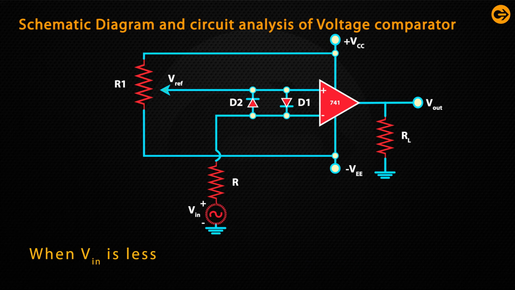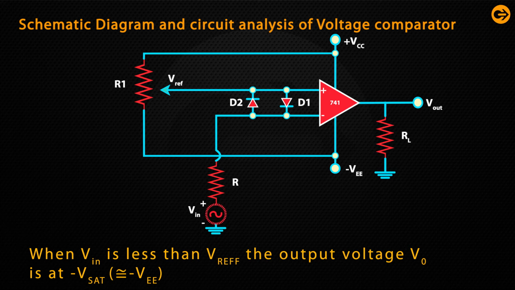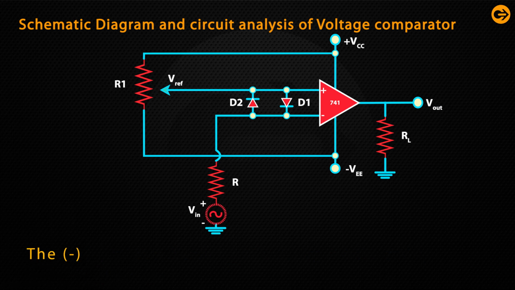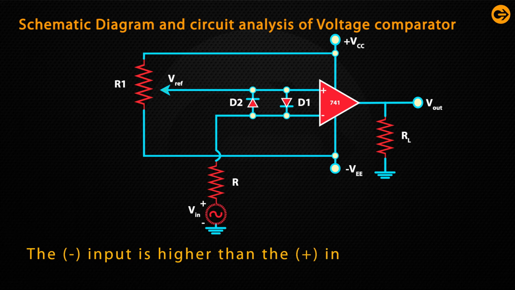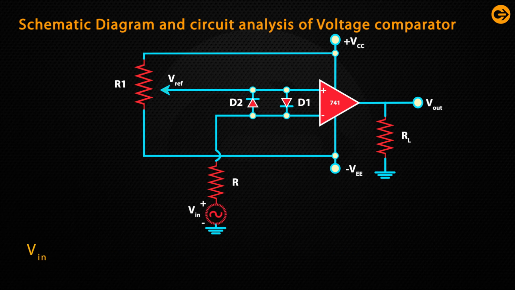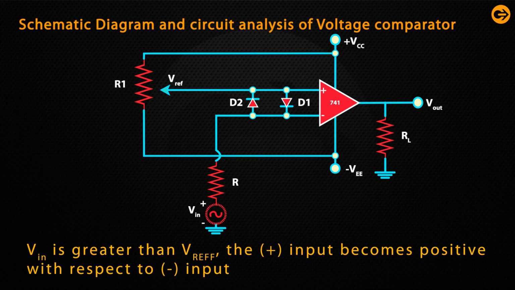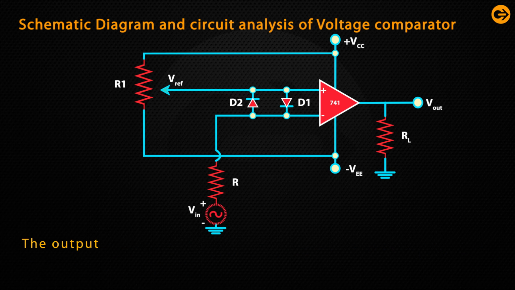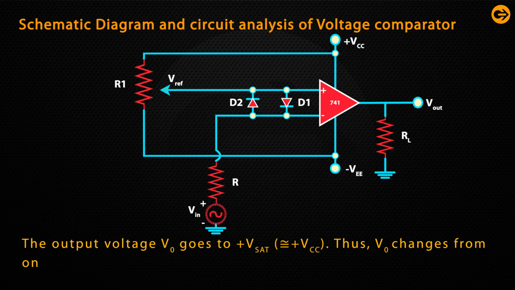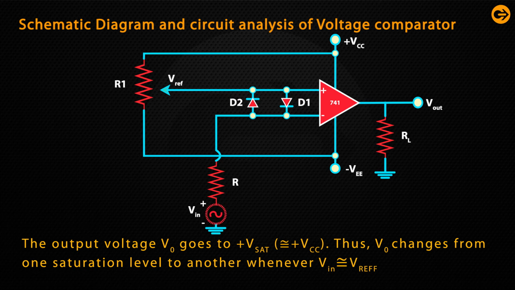When Vin is less than VREF, the output voltage V0 is at minus Vsat, that is approximately equal to negative of VEE, because the voltage at the negative input is higher than the positive input. On the other hand, when Vin is greater than VREF, the positive input becomes positive with respect to the negative input. The output voltage V0 goes to positive Vsat, that is approximately equal to positive of VCC. Thus, V0 changes from one saturation level to another whenever Vin is approximately equal to VREF.